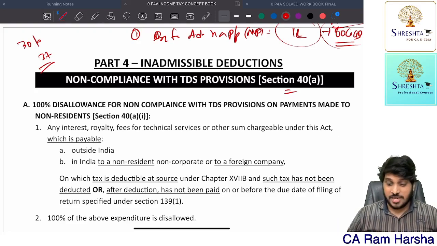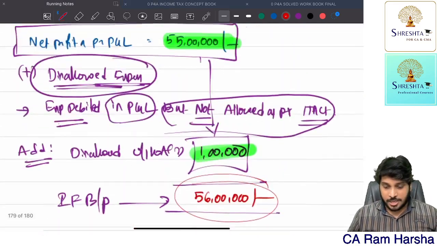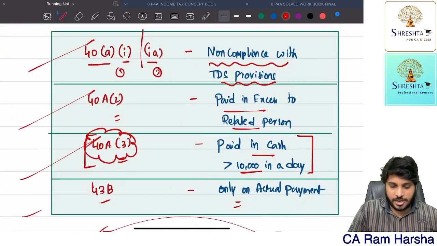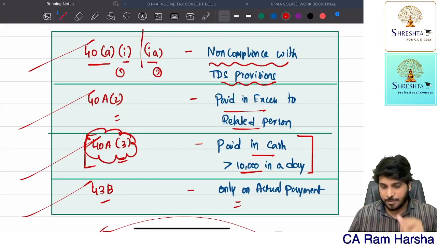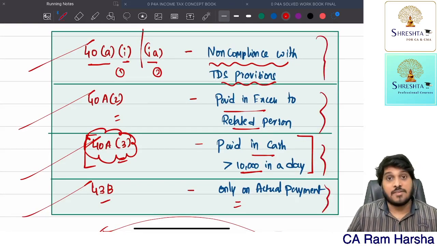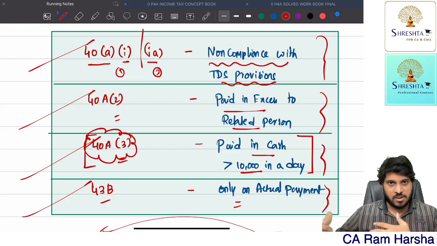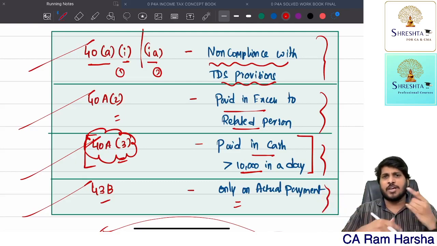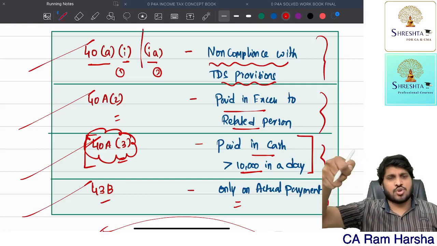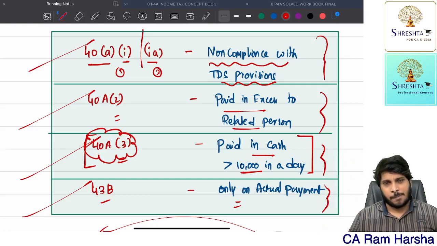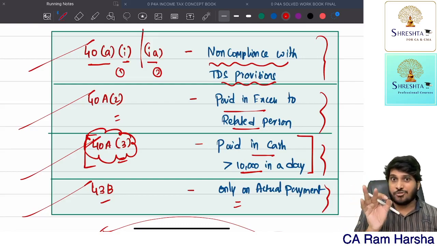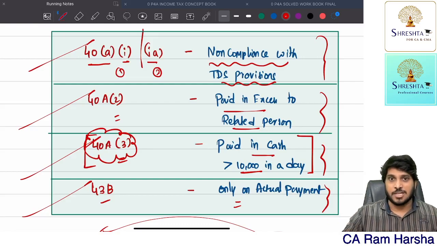Anyhow, each and every section, I showed here, 40A. These are 4 important sections in disallowances under PGBP. Each and every section we will have a separate video in our class. Only this video I'll upload on YouTube, just for your repeated viewing and for those who do not have good clarity on this particular concept. That's it. So with this basic introduction to part 4, inadmissible deductions, we have completed.